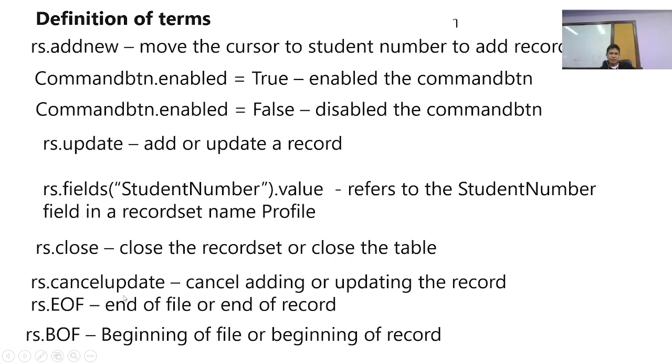Because if you don't cancel the update when you execute this rs.AddNew, and in case that you don't want to save the record, you should use rs.CancelUpdate. If you don't do this, your form will collapse.